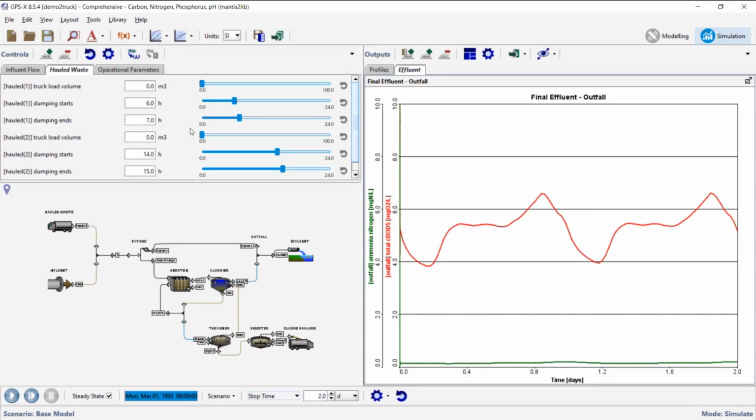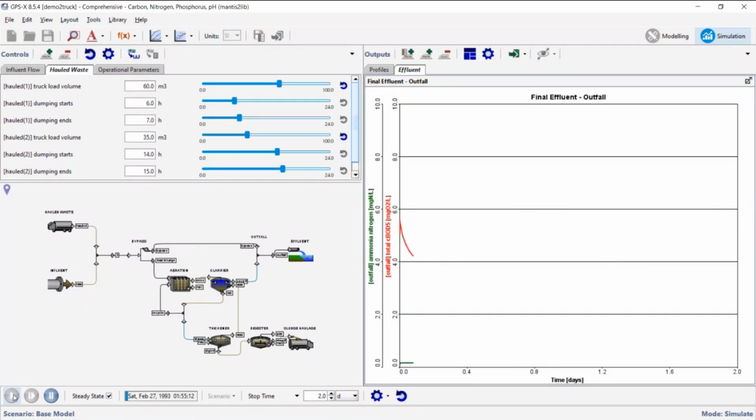So now let's add in a delivery of, say, 1 or more trucks coming between 6 and 7 a.m. and they bring 60 meters cubed to the facility and dump that off. And then let's say in the afternoon, we get a total of 35 meters cubed coming in.